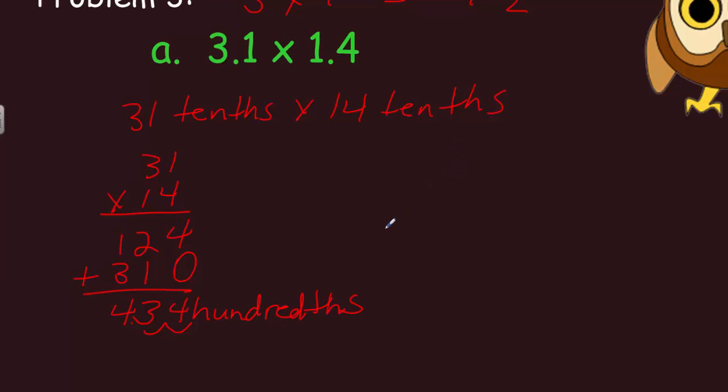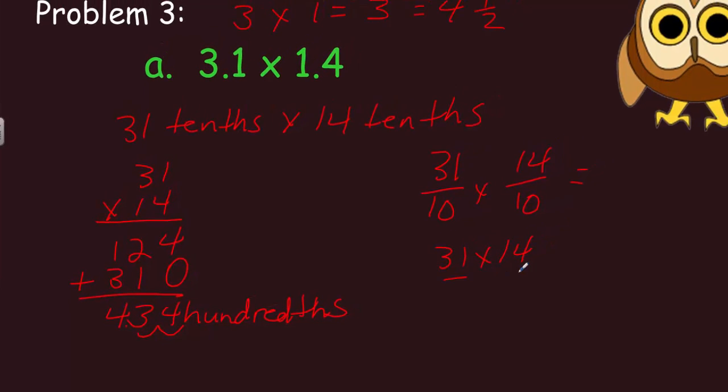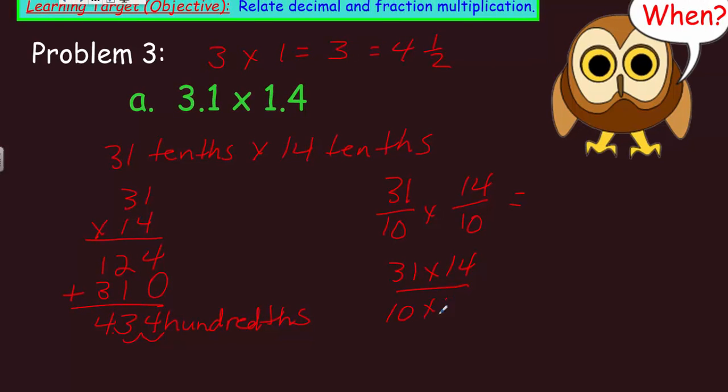So if we were to confirm our product, we could say our 31 tenths times 14 tenths is going to be equal to 31 times 14 over 10 times 10, which we already learned was 434 over 100. And yes, that does equal 4 and 34 hundredths.